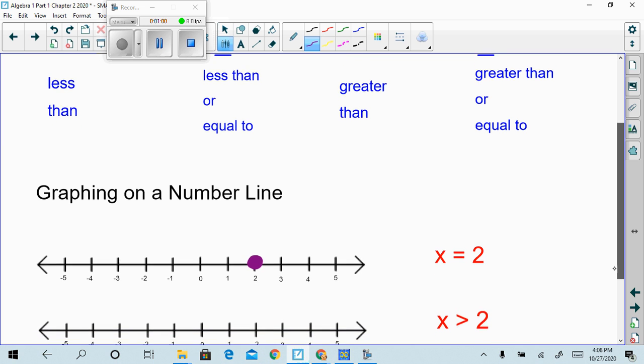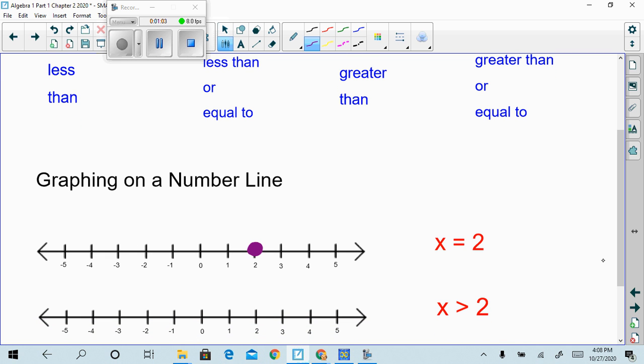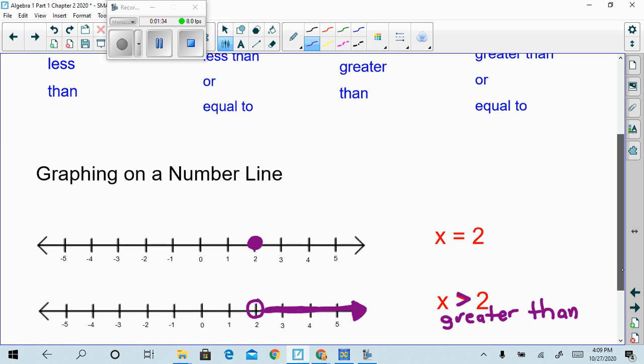Now let's move on to x is greater than 2. Okay, this is my greater than symbol. Well, I'm going to have now what we call an open circle and shade everything in the greater than direction. Notice that the symbol points in this direction, and so does the arrow on my number line. That's a good way to remember the greater than. And the numbers are getting larger, so that's our greater than symbol.